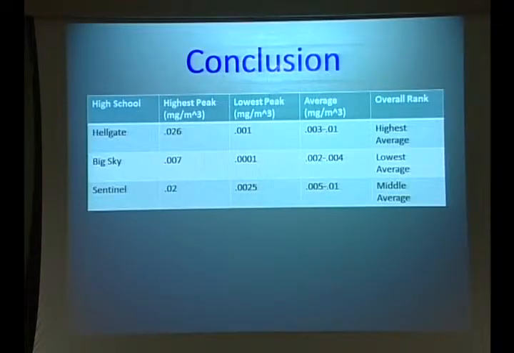So we came to the conclusion that due to the peak at Hellgate being at 0.026, the largest peak at Big Sky being at 0.007, and the largest peak at Sentinel being 0.02, Hellgate and Sentinel were relatively similar. For most of the time, they stayed constant and around the same average, as you can see. But Big Sky, the lowest peak was at 0.0001, which is a lot lower than the other two high schools.